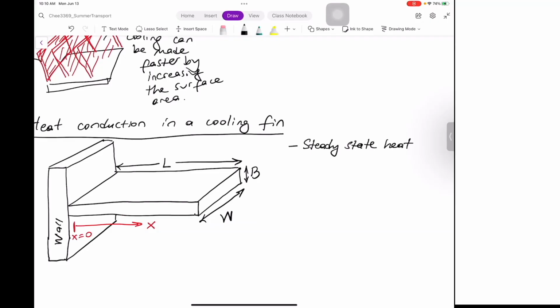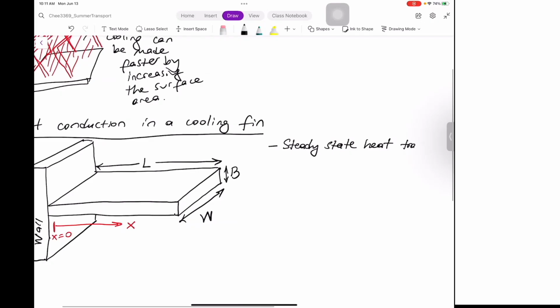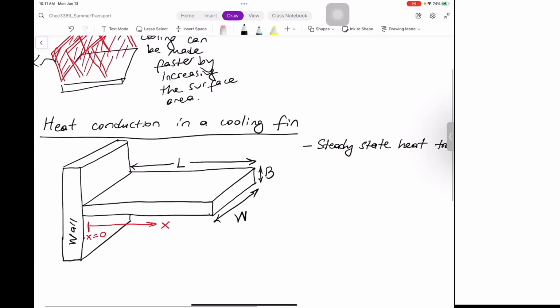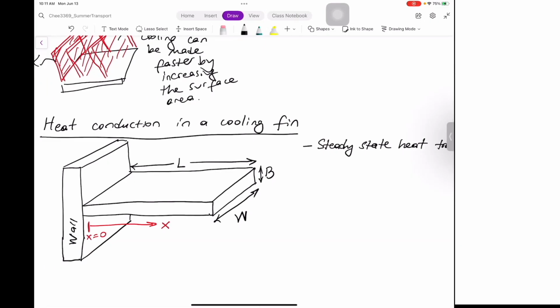I need to simplify my problem, and the first thing I declare is that this is a steady state heat transfer. This is a plausible assumption because in most cases your equipment runs for a long time, so that it actually comes to the steady state, and generally you're not interested in the startup conditions. Sometimes you are, but let's solve the much simpler steady state problem before you even try to solve a transient problem.